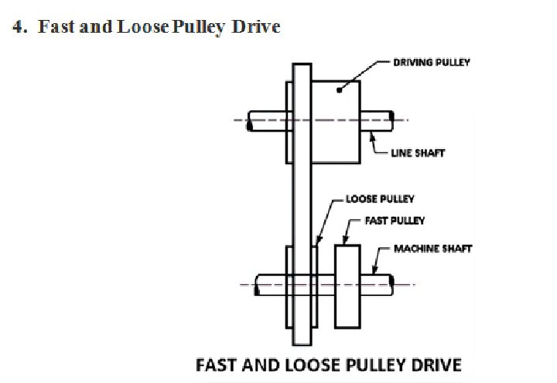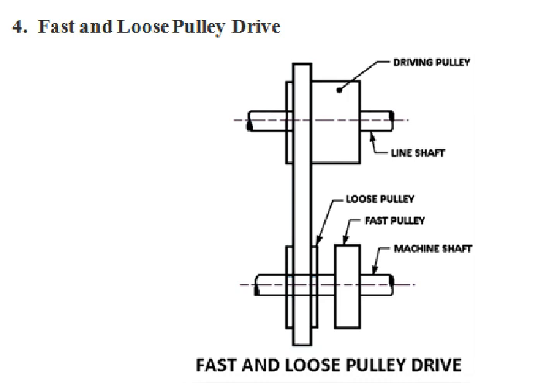Next one is the fast and loose pulley drive. Here the driving pulley and machine shaft arrangement is shown in the figure. This particular type of belt drive is used when the driven or machine shaft is to be started or stopped whenever desired without interfering with the driving shaft.